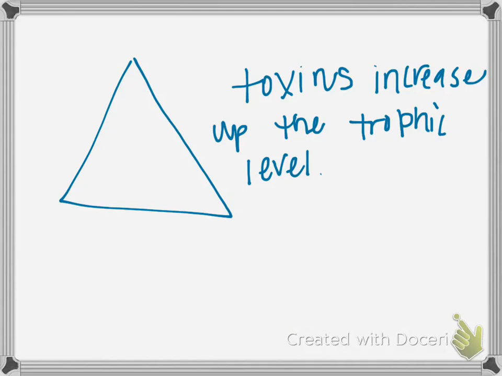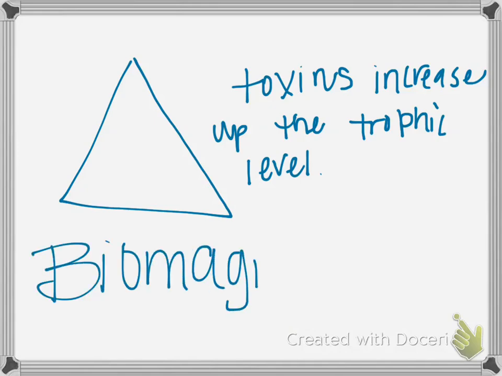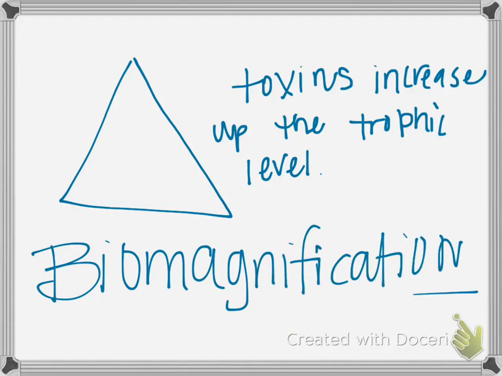And so toxins increase up the trophic level, and that word is biomagnification. Biomagnification is that toxins increase up a trophic level. So energy decreases, numbers decrease, biomass decreases, but toxins, on the other hand, increase up a trophic level.